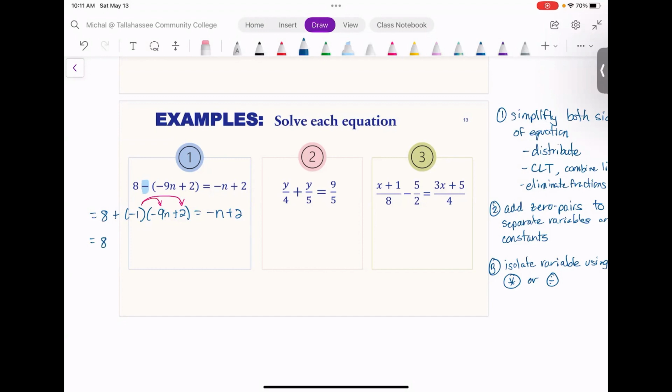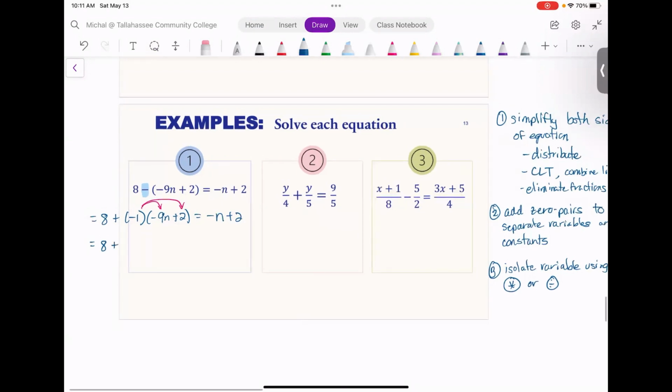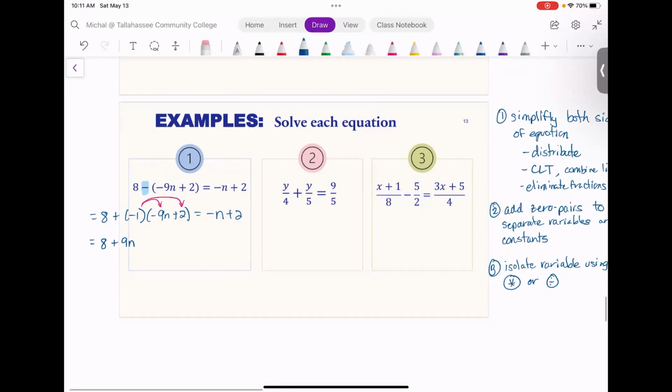-1 times -9n is +9n. We could also think of subtraction of -9n as adding 9n. I also get -1 times 2 is -2, or 8 subtract +2 is the same as 8 minus 2. I bring down the rest of my equation.